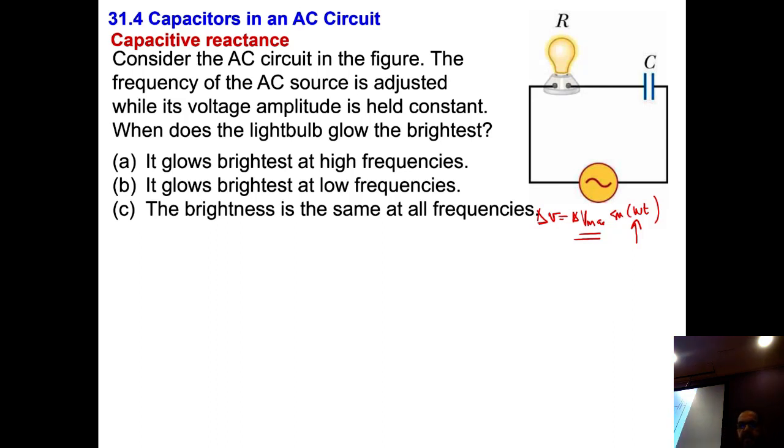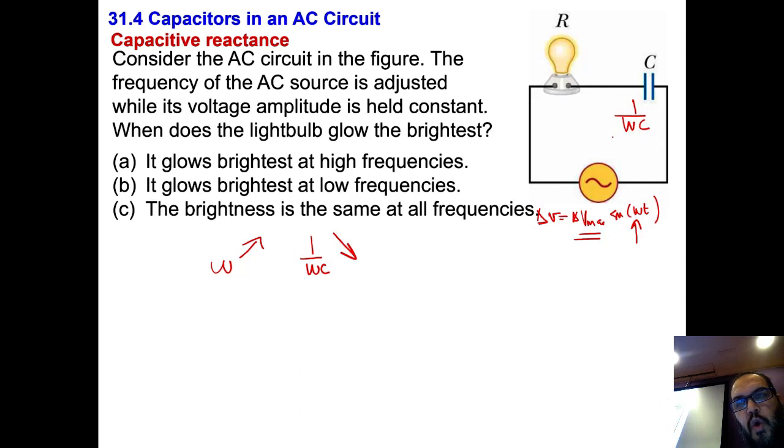All right, let's figure this out. Okay, so what is the impedance or the reactance of the capacitor? It's 1 over omega C. So when omega is high, what happens to 1 over omega C? It's going to be low. When we have a high frequency, the reactance or the impedance of the capacitor is going to be low. When the impedance is low, will the current be highest or lowest? Highest.